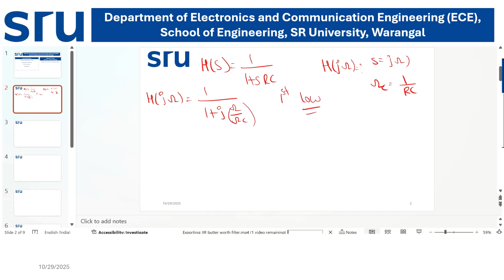So why am I considering first order? Because it is s power 1. Suppose if it is s power 2, s square, then this is a second order. If it is s power 10, this is a 10th order.